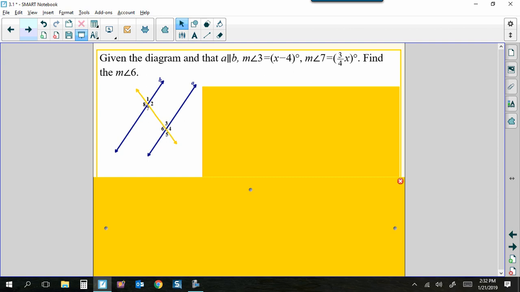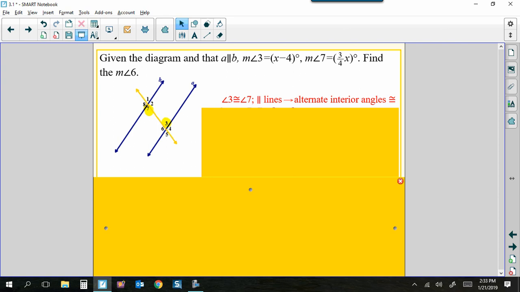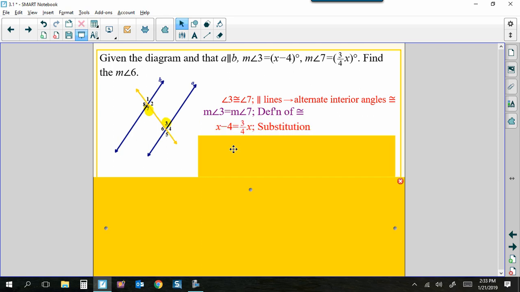All right, so you should have paused the video and worked this out. Hopefully that is what you did. Looking at angle 3 and 7, where they are located on our graph, here's 3, here is 7, you should have identified that those are going to be congruent because parallel lines make congruent alternate interior angles. So since they're congruent, can I say that one is equal to the other? You can, because that is the definition of congruence. And then we can use substitution, and we get the equation x minus 4 is equal to 3/4 x.